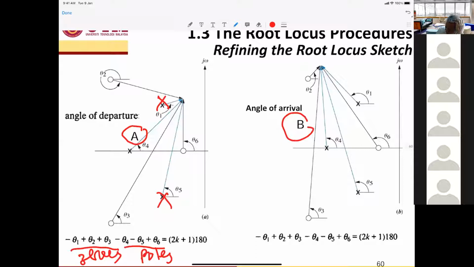Okay. So for the angle of arrivals at B, we have theta 1 plus theta 2 plus theta 3, this is due to the poles, and theta 4, theta 5, and theta 6, which are due to the zeros, as shown in the diagram.